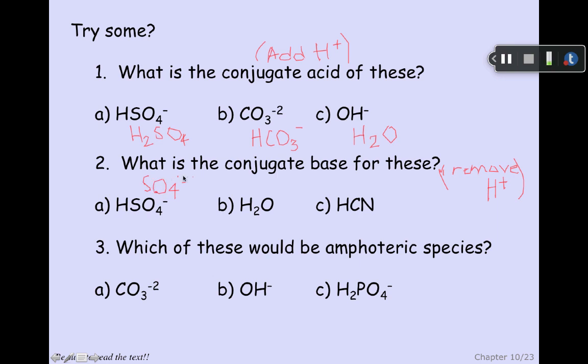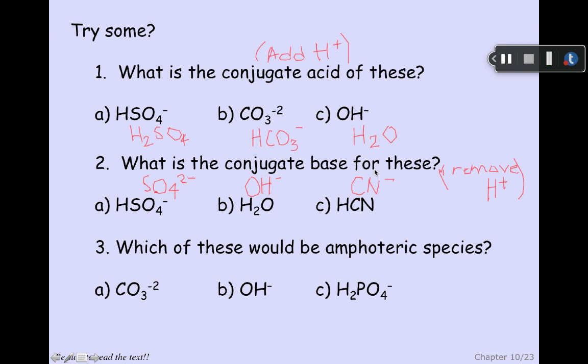Then water also has a conjugate base. If you take off a proton, it becomes the hydroxide ion. And so that's the last one. The last one has a conjugate base. All you do is take off the hydrogen ion, the proton, and your result from HCN leaves cyanide ion. Cyanide ion is a -1 charge after you've taken away H+.